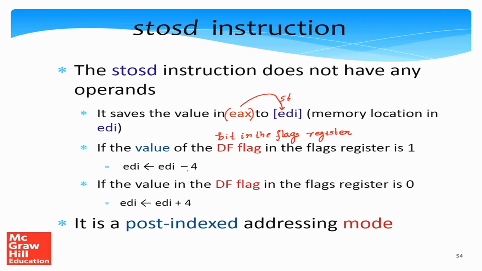So think of it as a post-indexed addressing mode, where we do a store to memory, the address being in EDI and the source of the data being in EAX. After doing that, we either decrement EDI by 4 or increment it by 4. Why 4? Because 4 means 4 bytes and we are considering a 32-bit instruction set. And whether we subtract 4 or add 4 depends on the value of the DF flag.